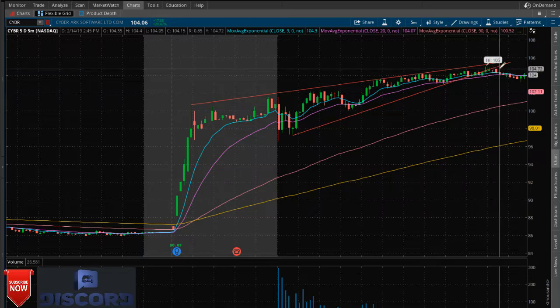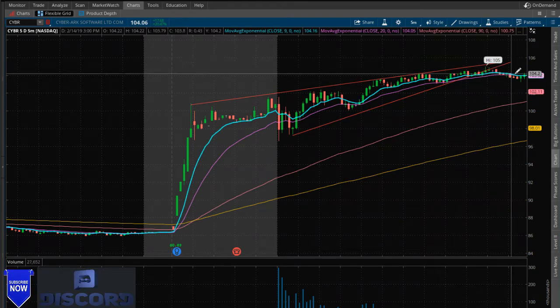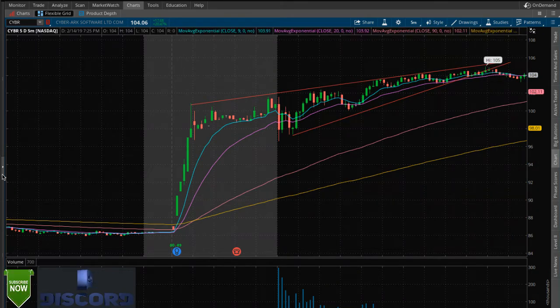But since this one broke below it, this would have been a good short candidate at 104, 104.81. So that would have been an 81-cent profit on that one.